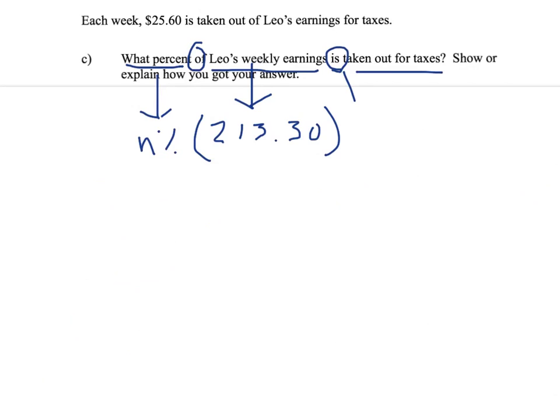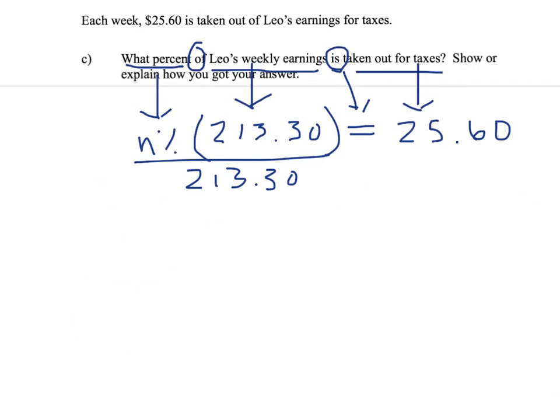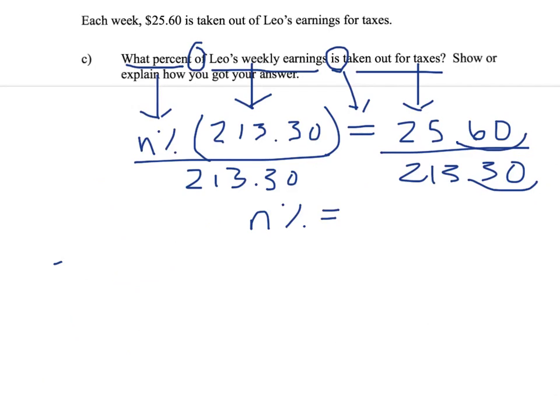213.30 equals taken out for taxes, 25.60. So now it's just a matter of solving the equation, dividing both sides by 213.30 to isolate n. So I get n% is equal to, now I have to divide this, and it's long division. I'm going to clear the zeros before I long divide. So I have 21,330 goes into 2,560, and the decimal point goes here.